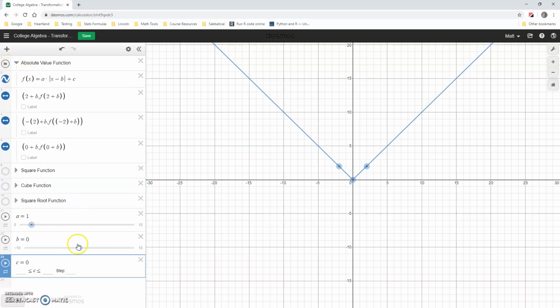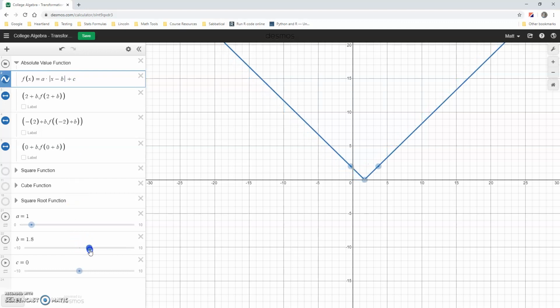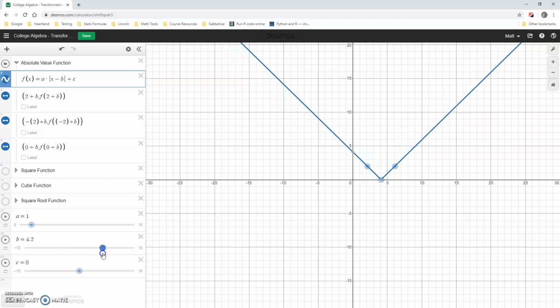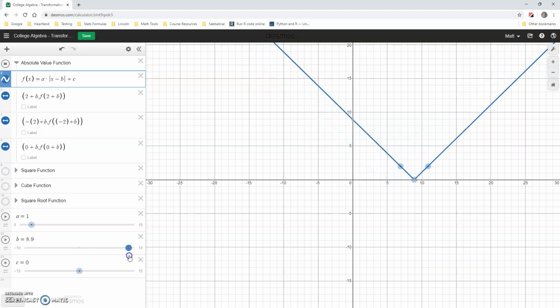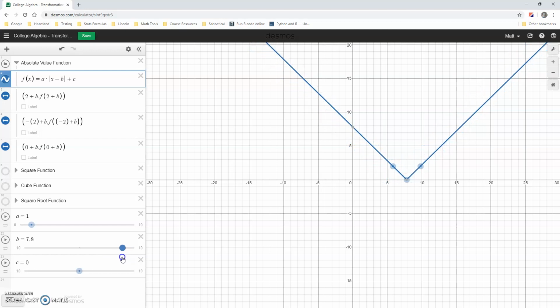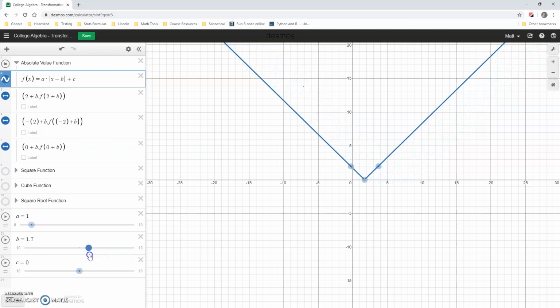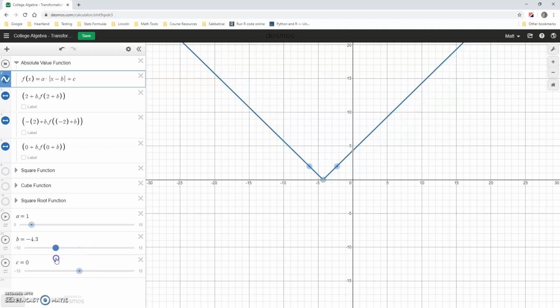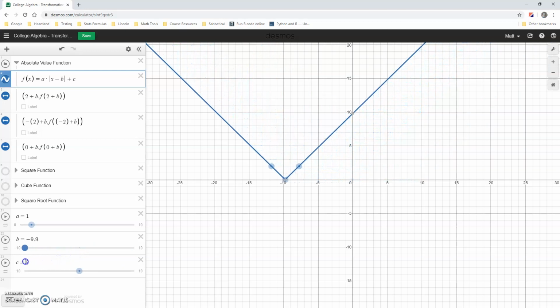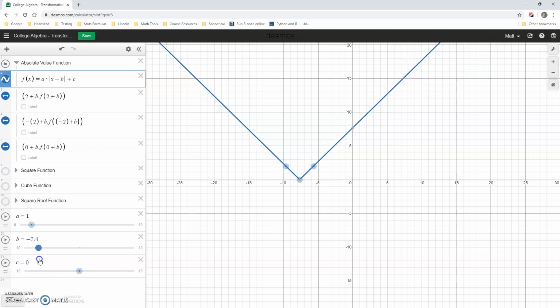Let's start off by changing this value b. So this value that's being added or subtracted to the x inside those absolute value bars. As b starts to get larger, what we see is that our graph slides to the right. All of the points in unison in their original shape start to slide to the right. As that value for b starts to get smaller, so less than 0, we see that same transformation happening, but now everything's sliding to the left.